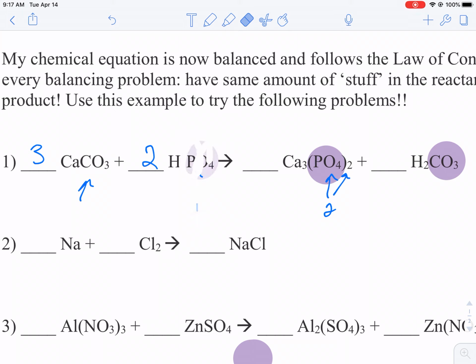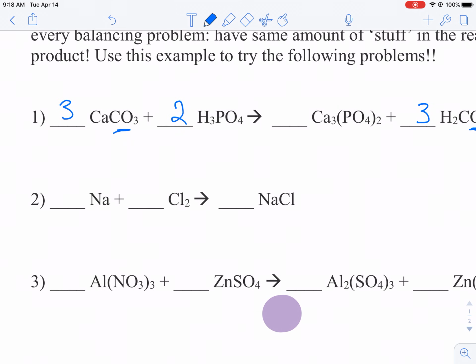Now the last thing I want to balance is my hydrogens. According to this, there's 6 hydrogens, and according to this, there's only 2, so I have to put a 3 in front of that. Now again, just like on the other worksheet, that not only changed my hydrogens, but it also changed my CO3s. It went from 3 CO3s on one side to 3 CO3s on the other. So that is now balanced.